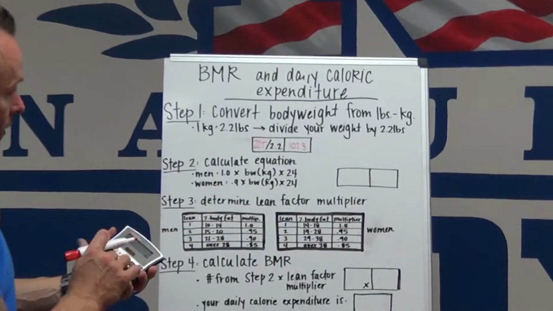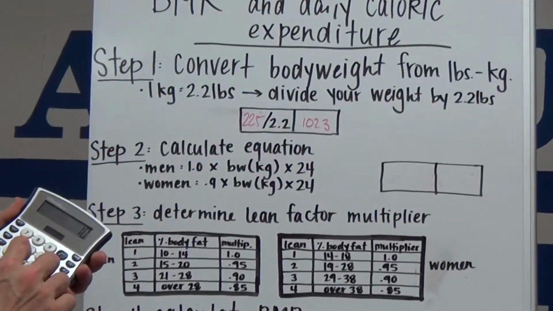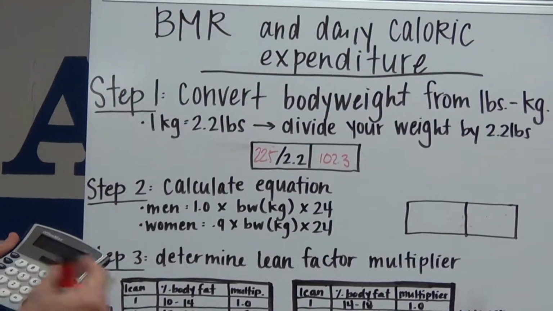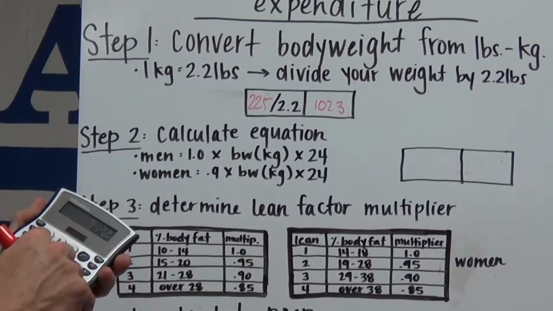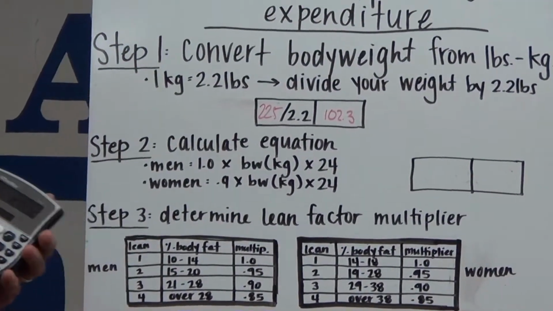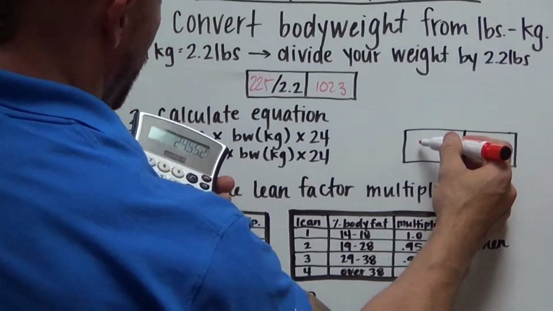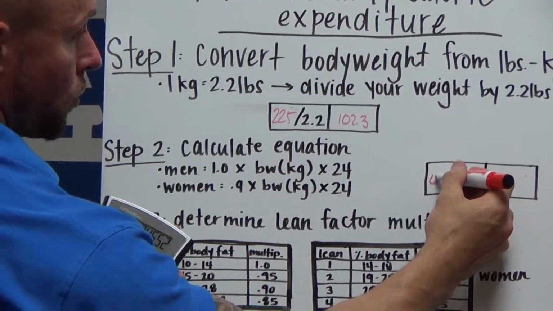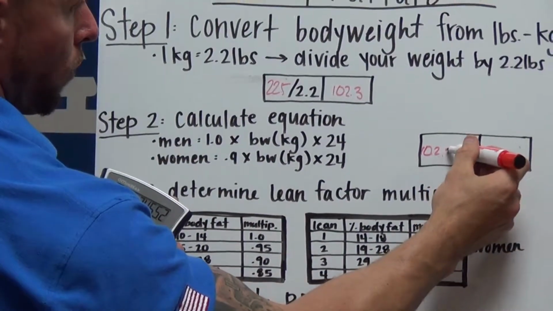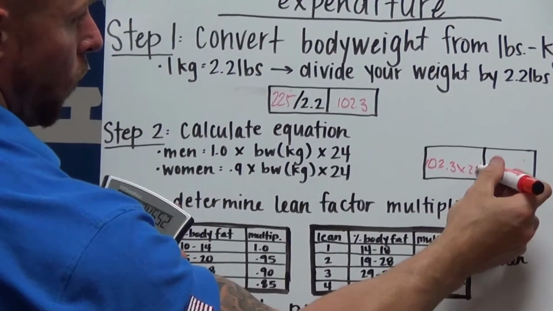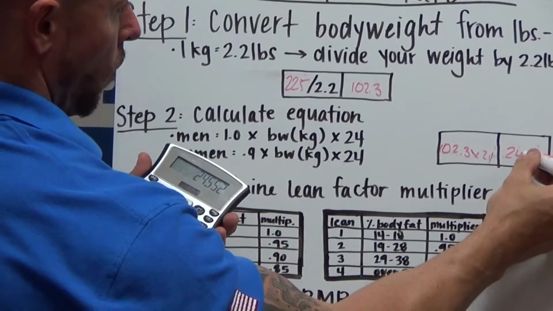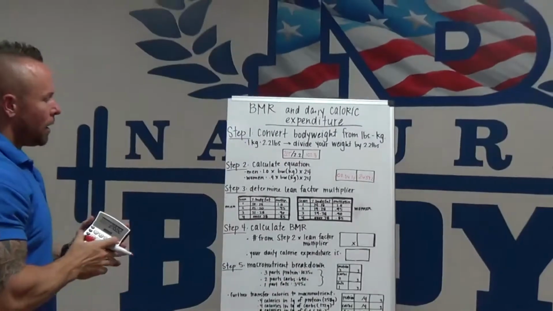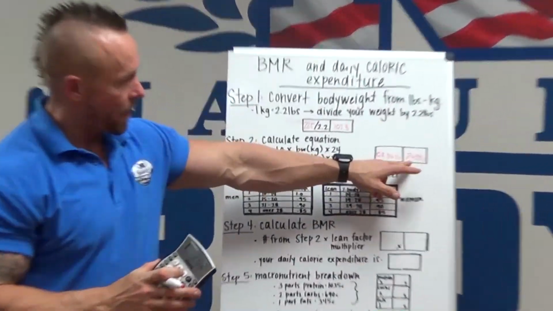Now I'm going to take my 102.3 times 1.0, which of course is going to be the same, but times 24. So it's going to give me a number. This number here stays the same: 102.3 times my 24 gives me 2455.2. Now, this is turning into a calorie count, but we have to go through a few steps before we get to the final.